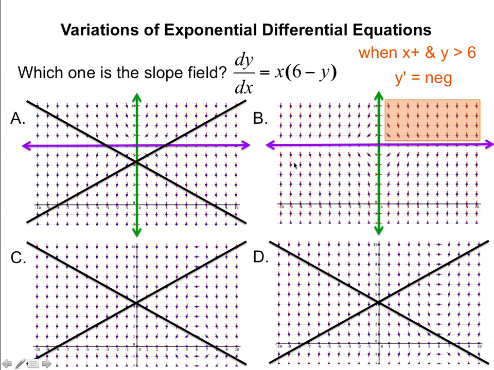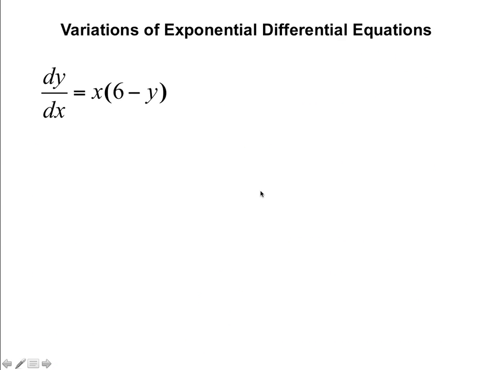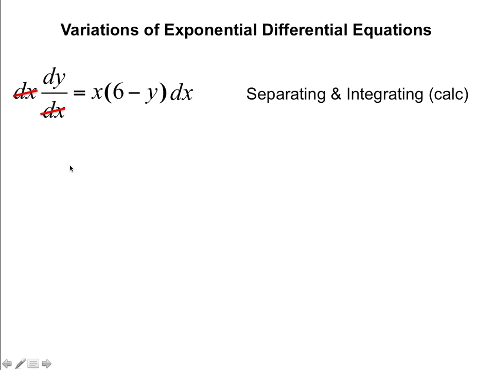So we're going to X out A. This is our correct answer. So we know option B is the correct slope field. Now let's go ahead and solve that differential equation. So the first thing we're going to do is multiply each side by dx. They're going to cancel on the left. So we're separating our variables here. And that first step is always multiplying by dx. So we have dy then equals x times 6 minus y times dx.